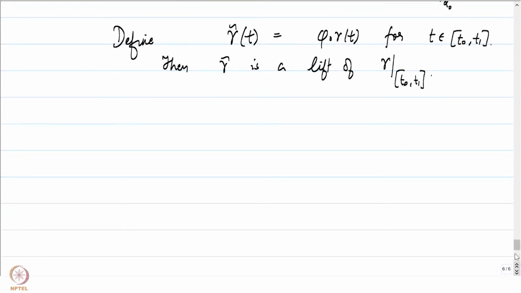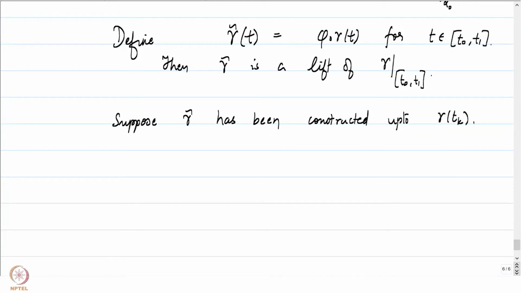Now suppose we have constructed our curve gamma tilde up till stage k. We are trying to use induction. Suppose gamma tilde has been constructed up to gamma of tk minus 1. We will try to do it for tk.